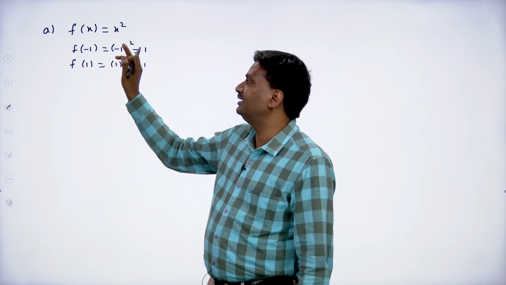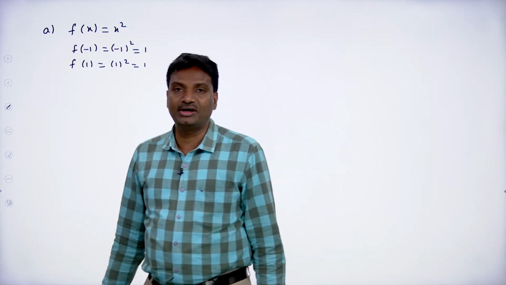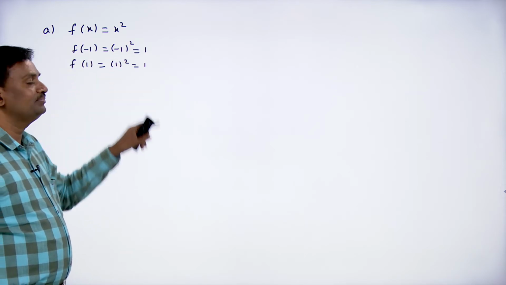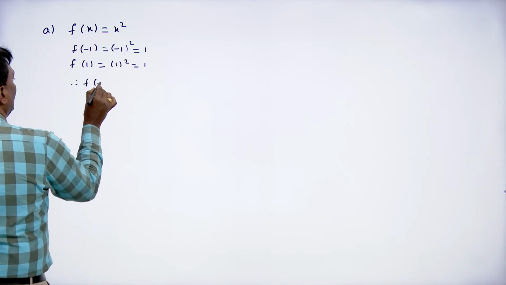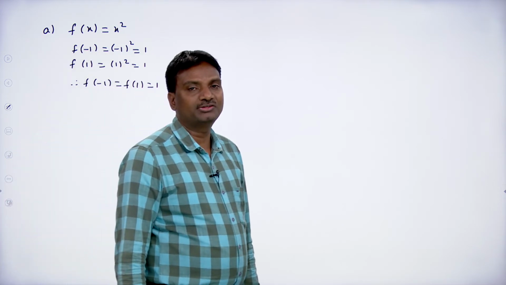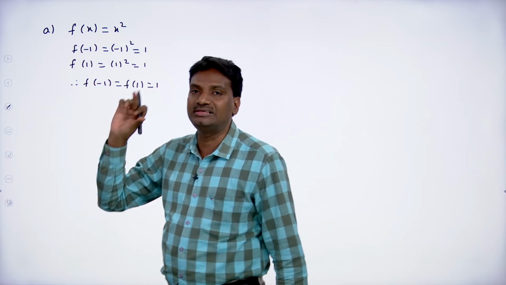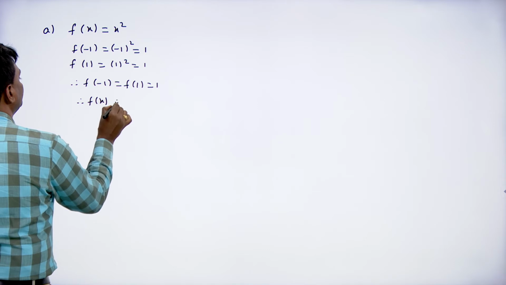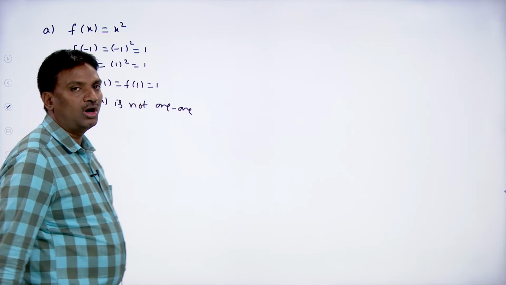So clearly we can say f of x equal to x square is not a one-one function, because by taking different elements -1 comma 1, we have the same image 1. Therefore f of -1 equal to f of 1 equal to 1. Two different elements -1 and 1 have the same image 1. So therefore f of x is not a one-one function.